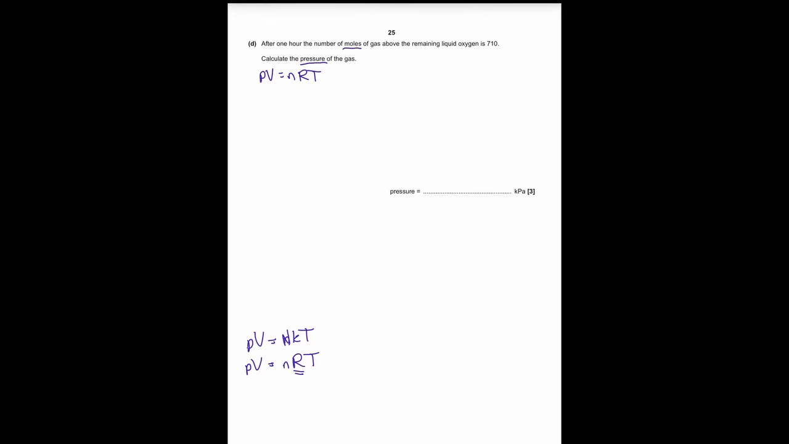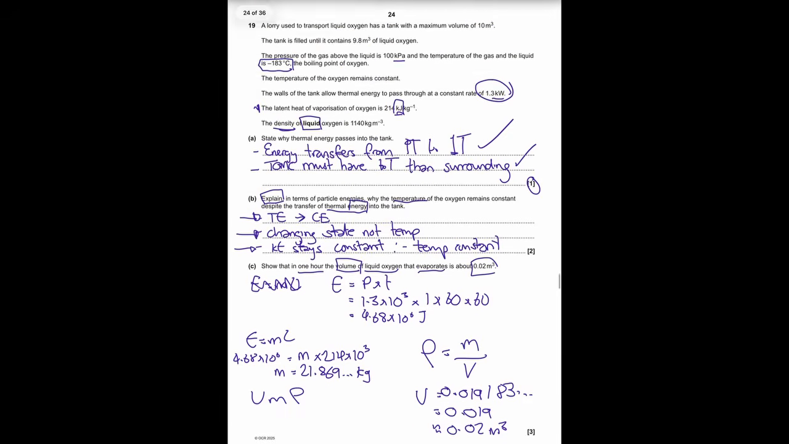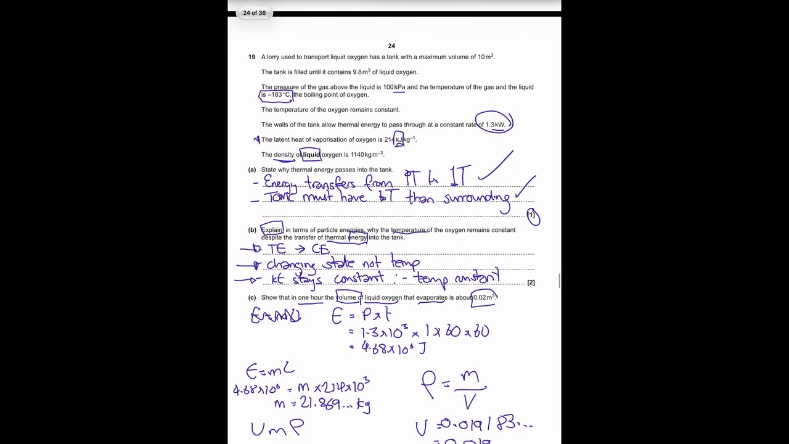So because I've got the number of moles, but I've not really got anything else. Is there any information in the question I haven't used yet? Let's have a look. It's saying that I used to have 9.8 meters cubed of liquid oxygen. The volume of the tank is 10 meters cubed. I've had all of these things about the pressure, and I haven't used any of those things yet. So is there anything that I can do with it?